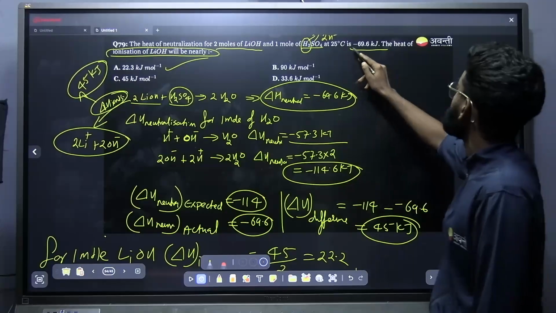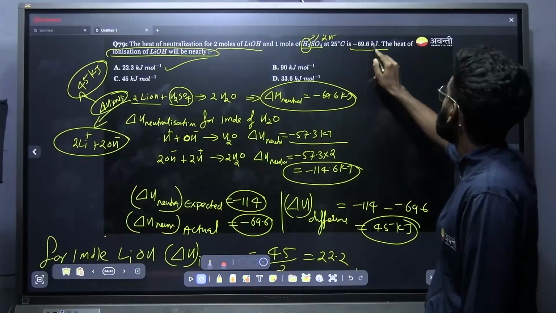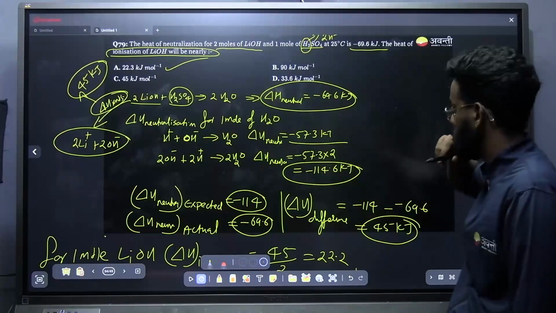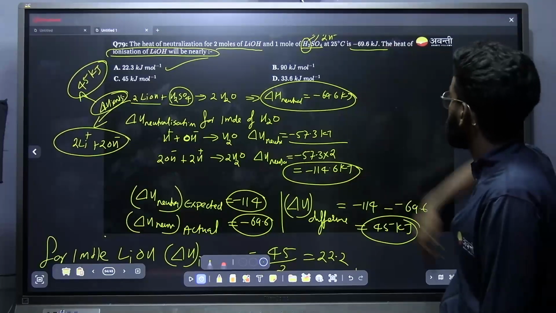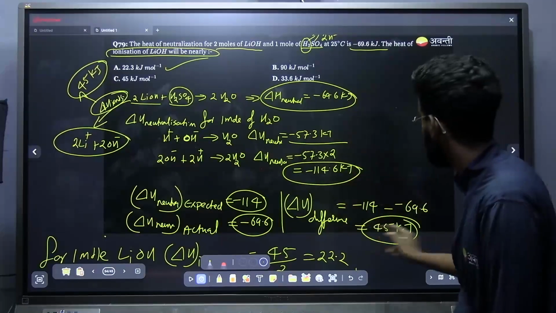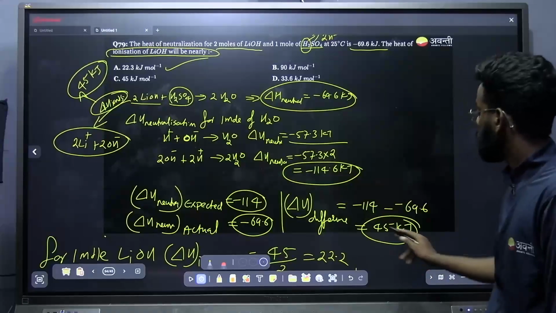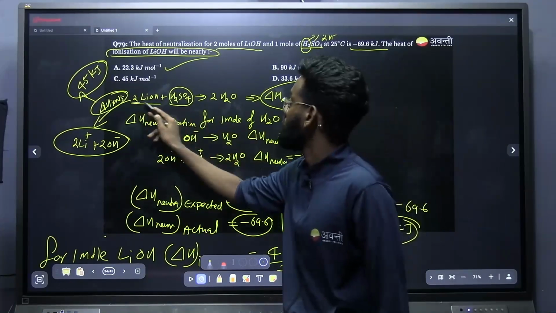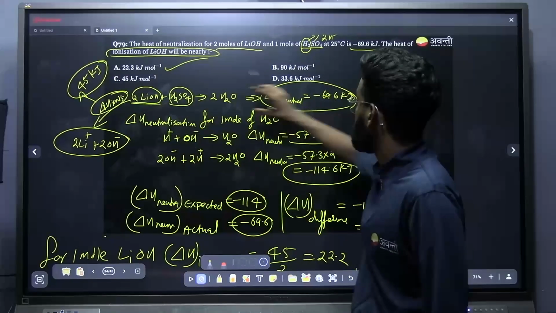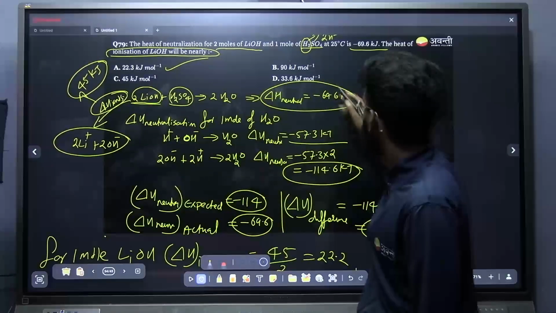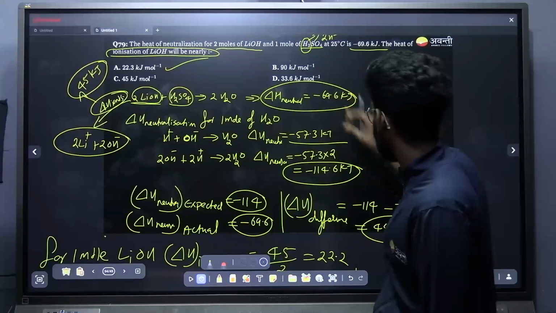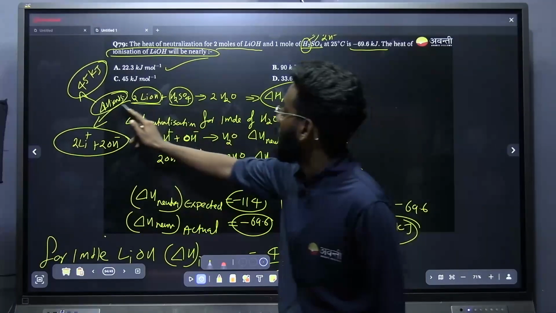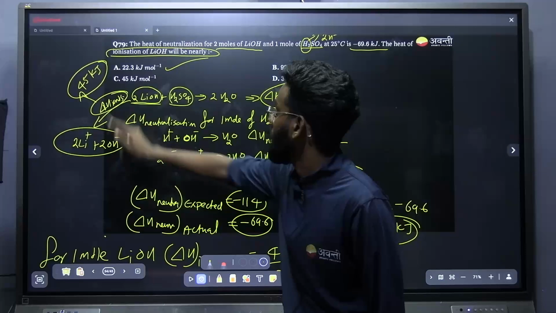But in the question it is mentioned that only minus 69.6 kilojoule is released. Then where is the remaining amount? That is the difference, 45 kilojoule. This remaining amount is used to ionize the LiOH. After the neutralization, the remaining 45 kilojoule is used for ionization. That is delta H ionization.